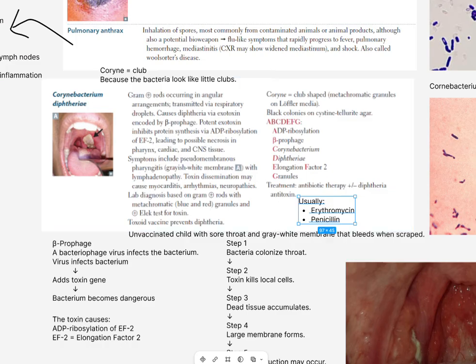DTaP vaccine. I'll stop the video here because it's getting too long.